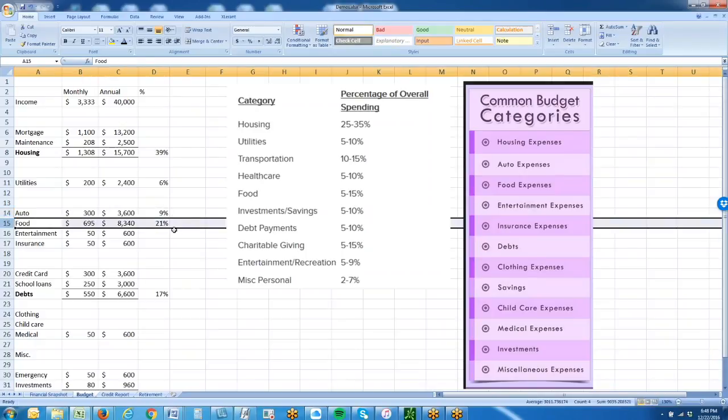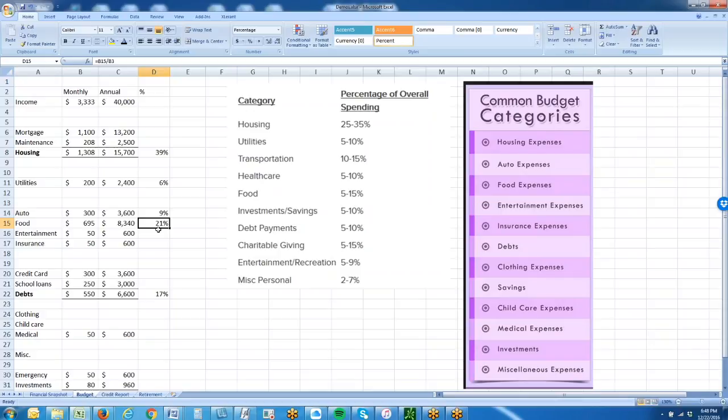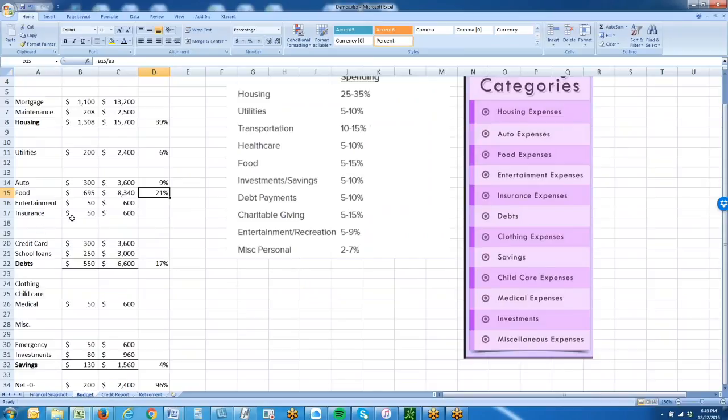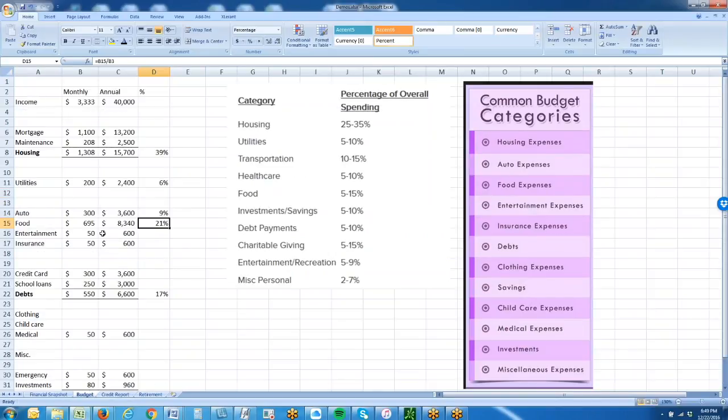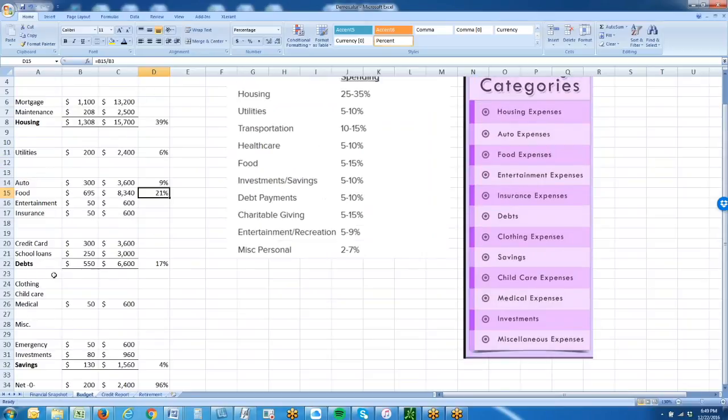As far as food, we're spending 21% of our monthly income on food, and the recommended amount is between 5 and 15%. So we're spending a little bit too much on food. That may be fine, but if we're spending too much money on food, that means we're not spending enough, or at least the average, on other areas.